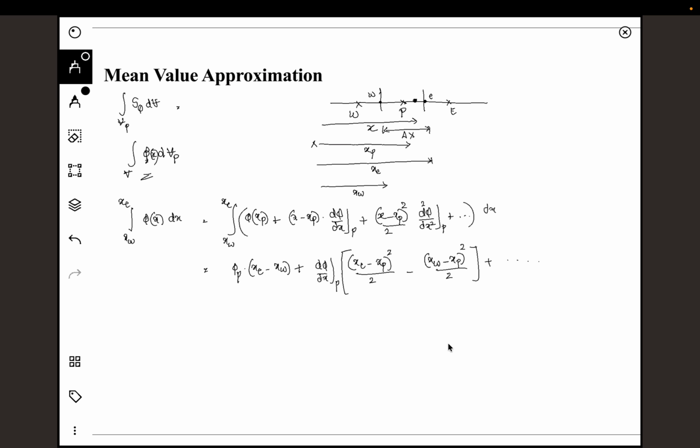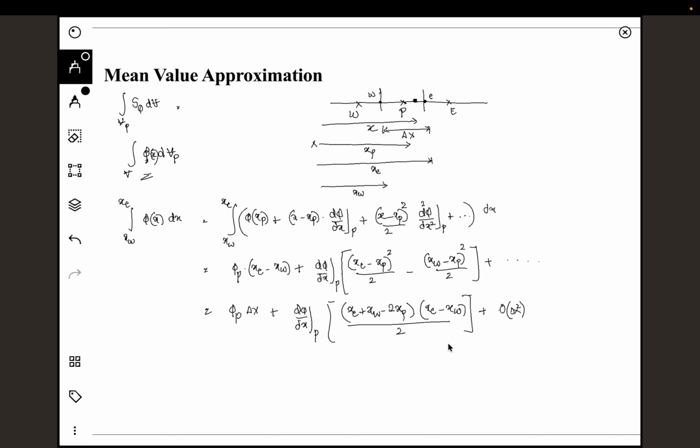So what would this term be? xe minus xw is the length of this cell, plus, what can we say about this? We have xe plus xw minus 2xp, times xe minus xw by 2, plus the higher order terms, which are of delta x square. So let's just write that thing like that.